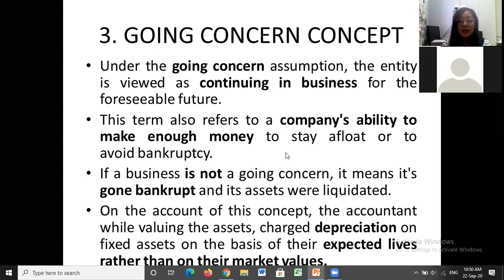So on the account of this concept, the accountant while valuing the assets, see, this part is important. Based on this going concern concept, the accountant will charge depreciation on fixed assets on the basis of their expected lives rather than on their market values. Please keep that in mind.